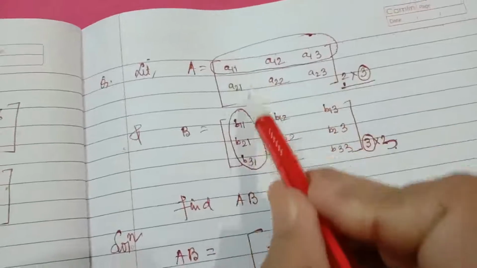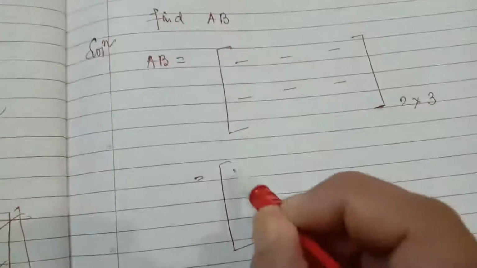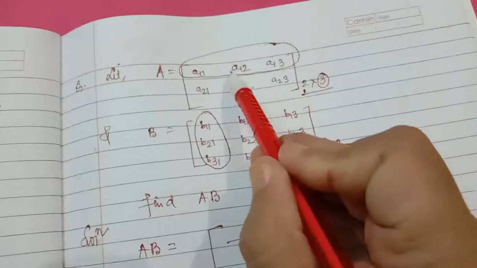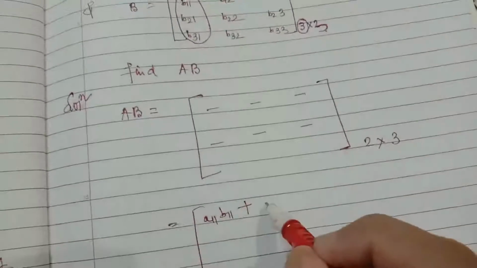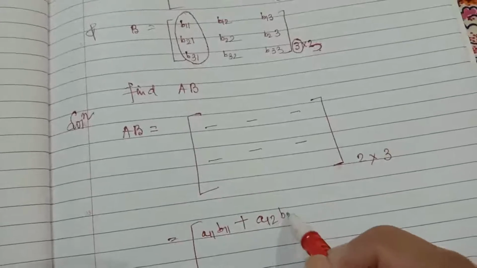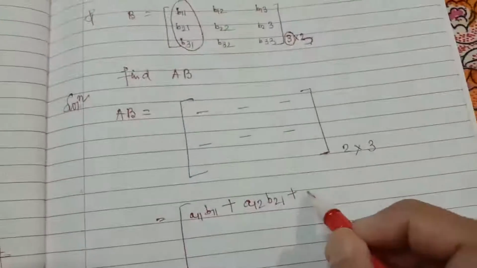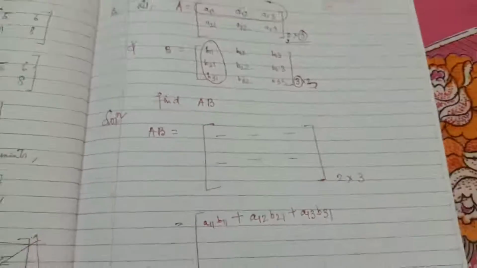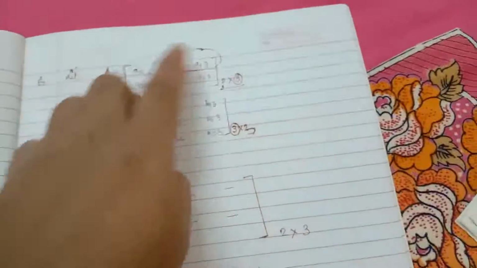With the first element, we have to multiply the first element: A11 into B11, plus. The second element in the first row is A12, and in the first column it is B21. So A12 B21, plus A13 B31. This is the first row, first column element.